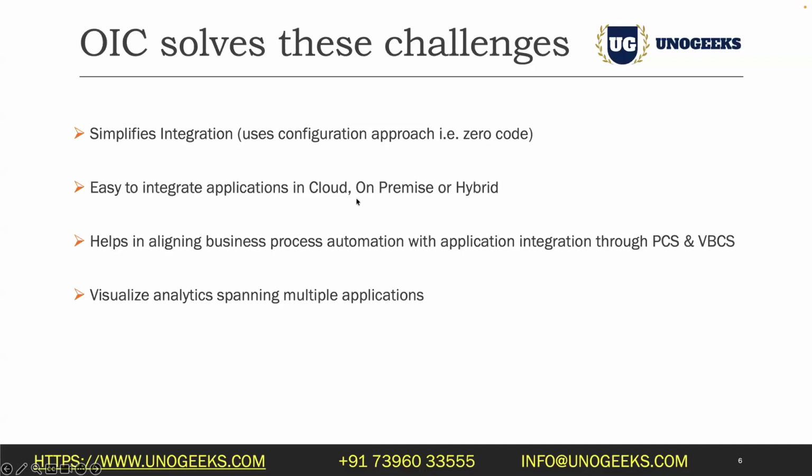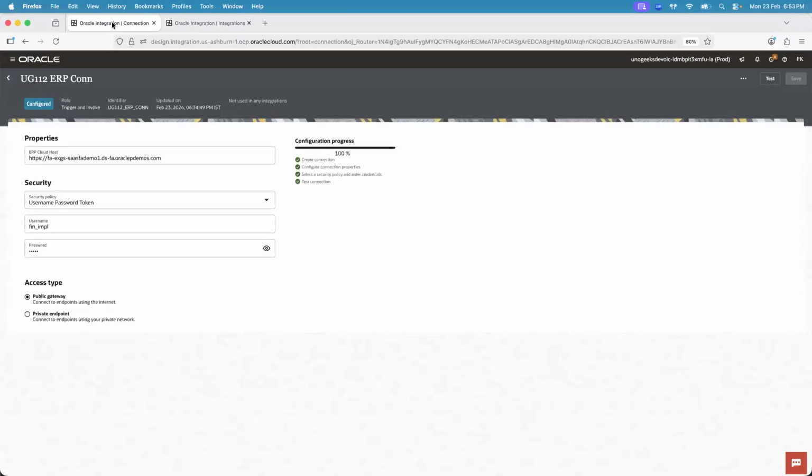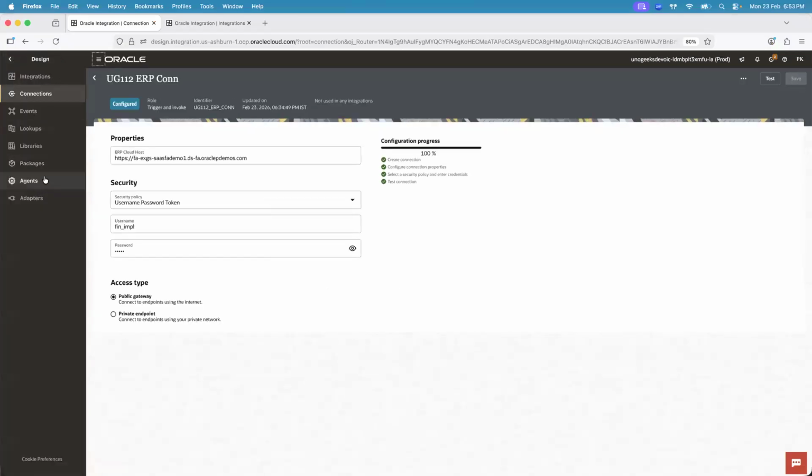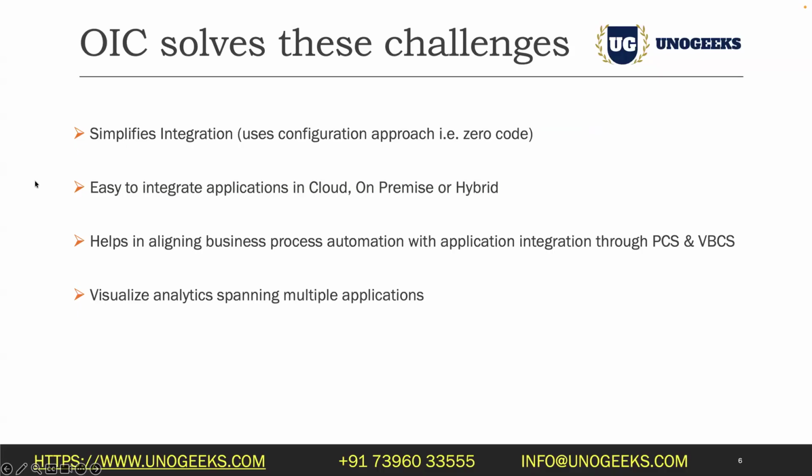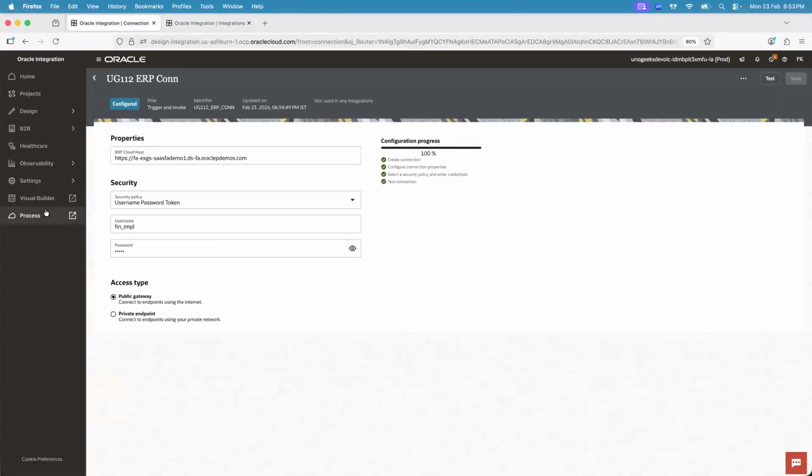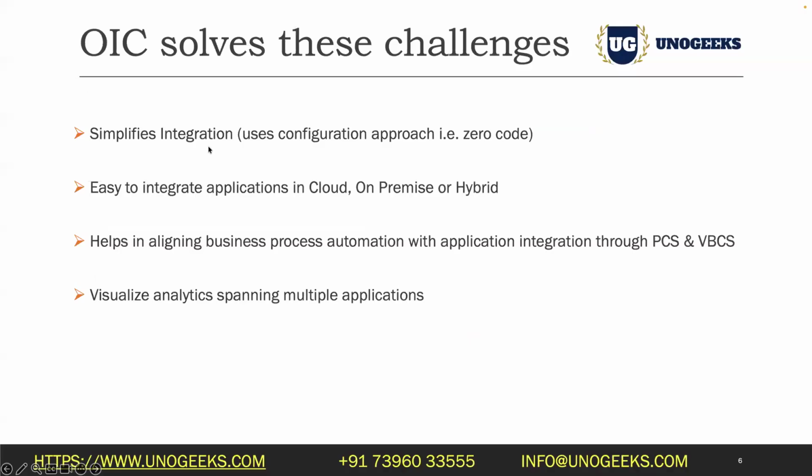And it is easy to integrate cloud applications with on-prem applications, guys. In OIC, you have the concept of connectivity agents. With that concept, you can easily integrate cloud applications with on-prem applications as well. And you do have process automation as well, which is exactly what you see here. So you have everything that you need to build complex integrations, VBCS and PCS applications in OIC. And all the components use a configuration-based approach, zero code.